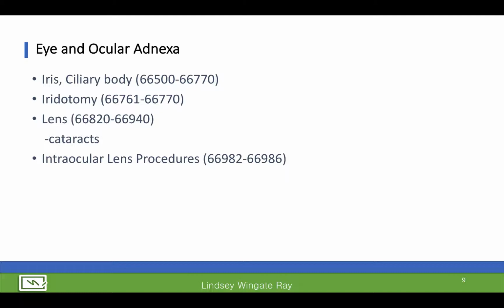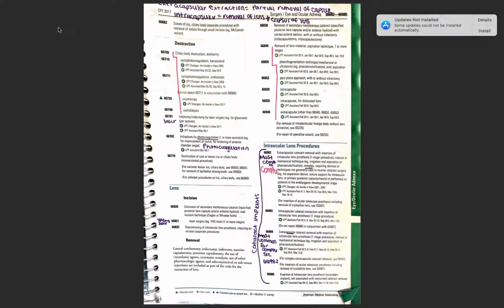Intraocular lens procedures 66982 through 66986 list 5 codes. These codes report procedures of the lens and its capsule. These are very common procedures that I'd like to review with you. Intraocular lens procedures are called cataract implants.